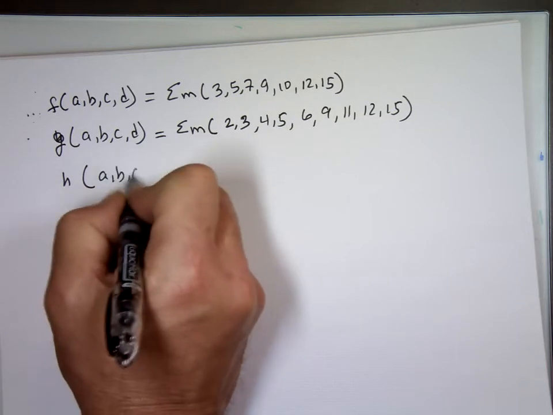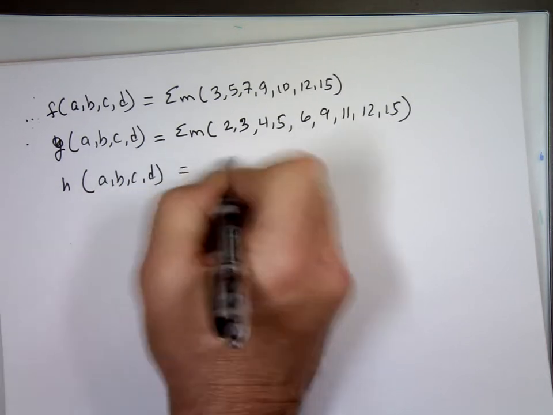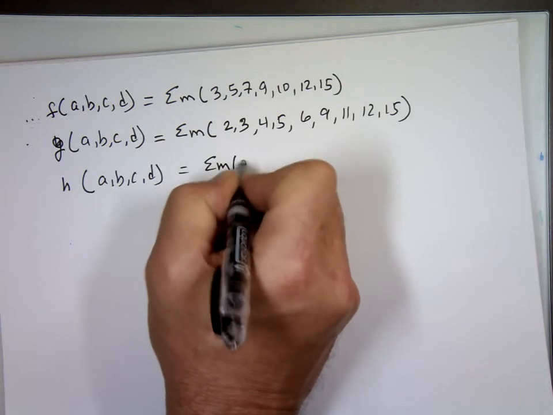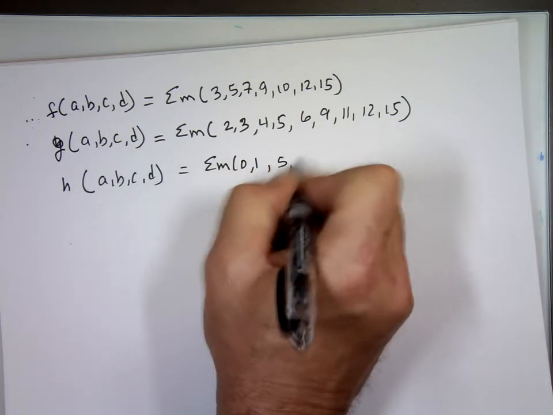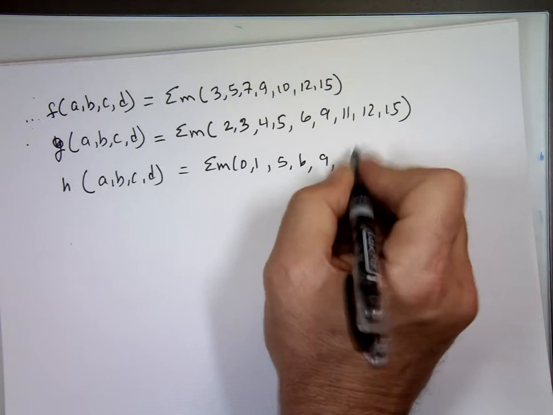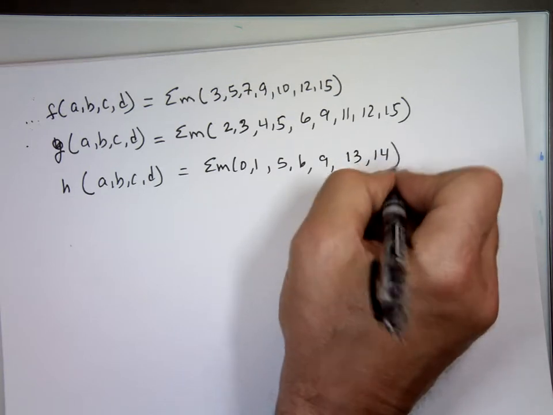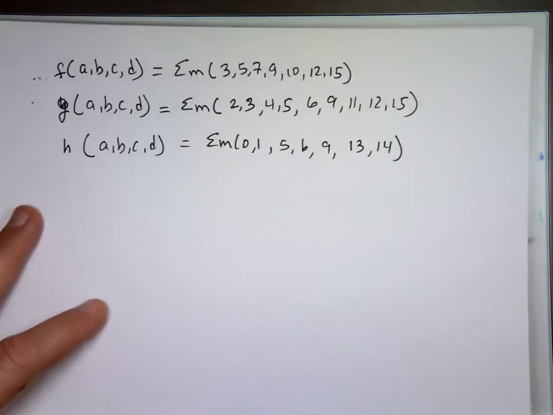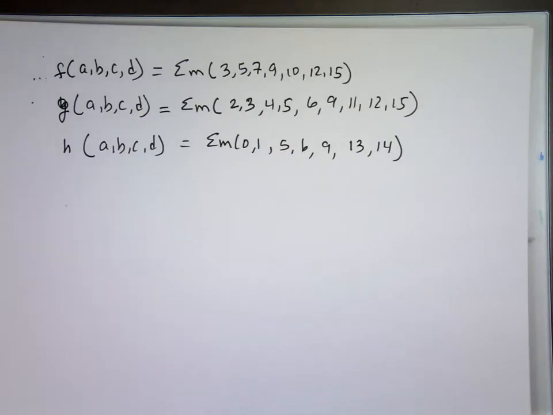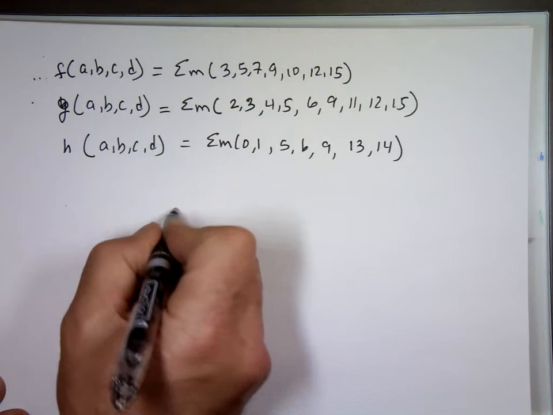I'll go 0, 1 with this because you wanted 0, 1. 5, 6, 9, 13, 14. I'm just making things up. I have no idea what's going to happen here. I don't know if they can fit on one.